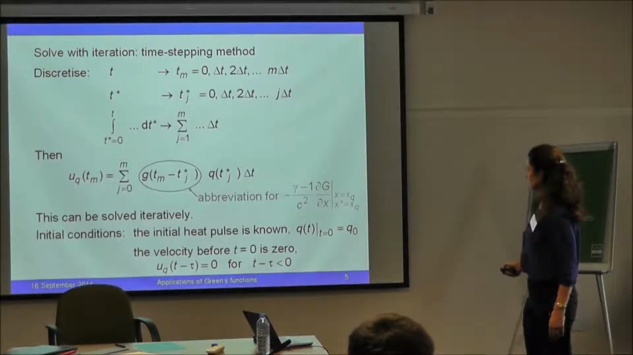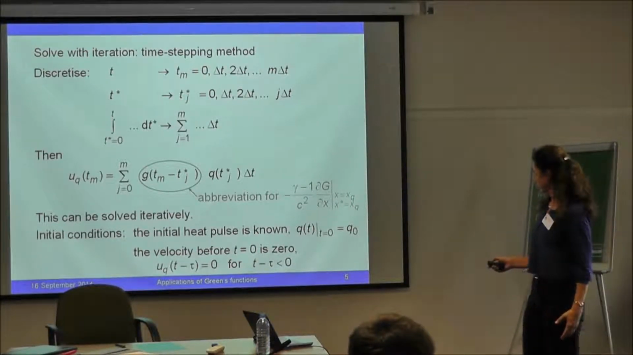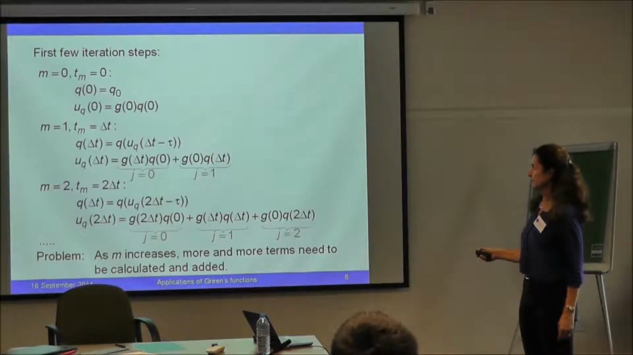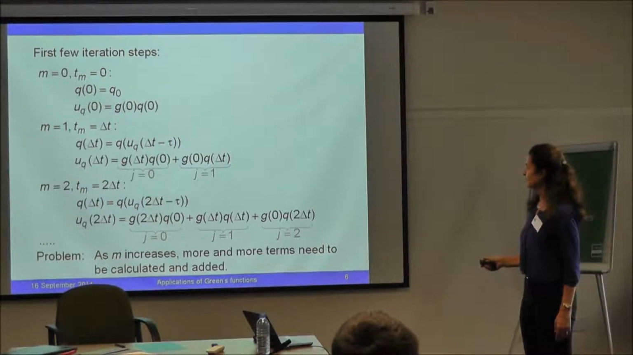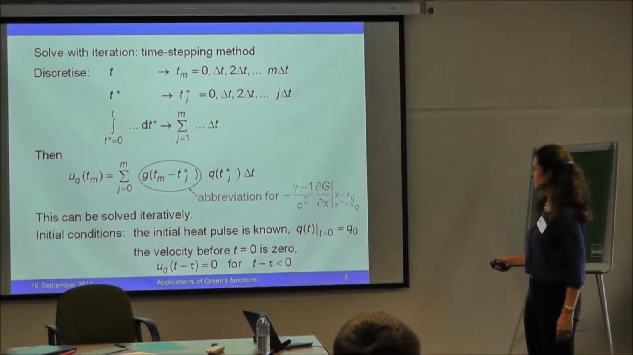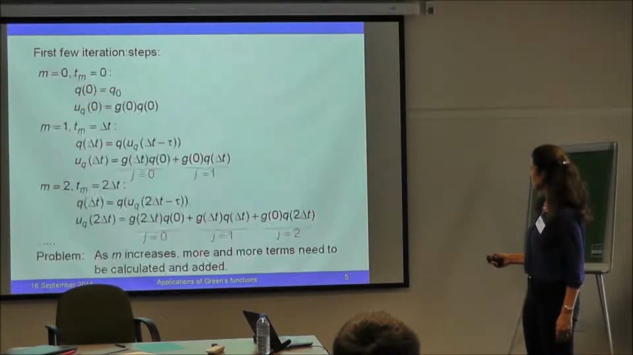write down what we get explicitly in the first few iteration steps. So let's take the first iteration step, that's m equals 0 and t_m equals 0. Then we have our initial condition, q at 0 is equal to q naught. And our u_q, well, we have just one term in that sum. That's for m equals 0, and that's the term G at 0 and q at 0. So that's what we have here.